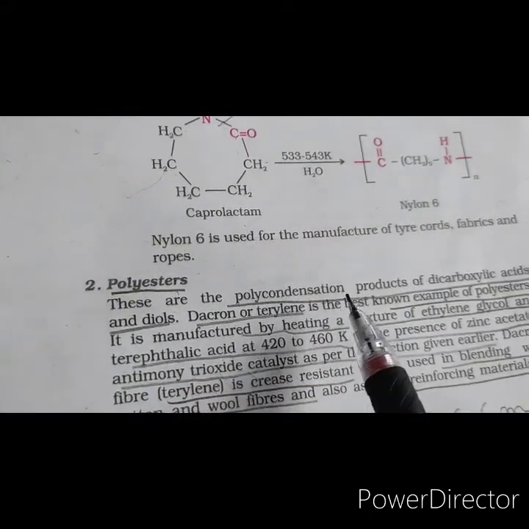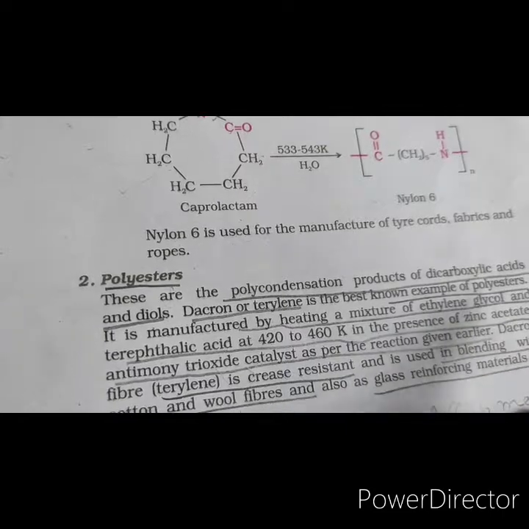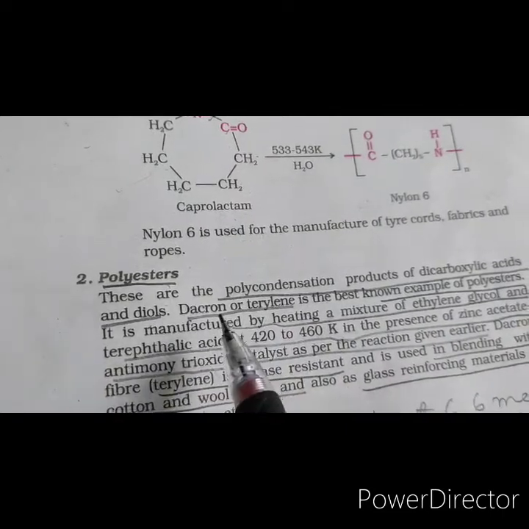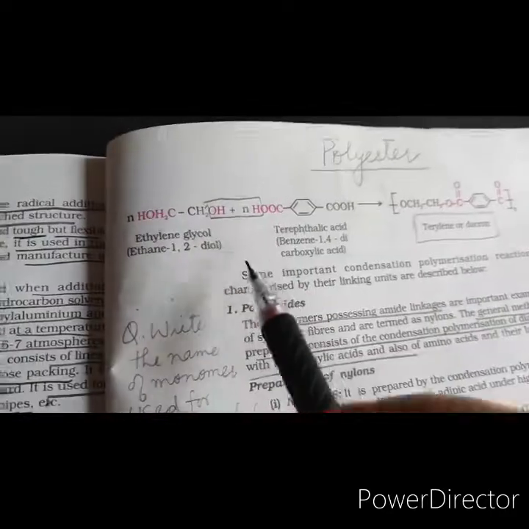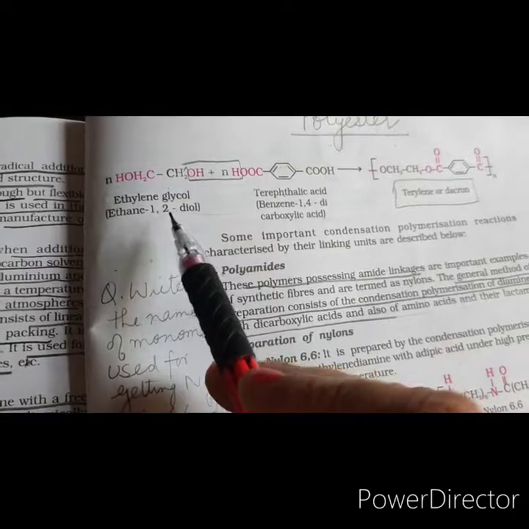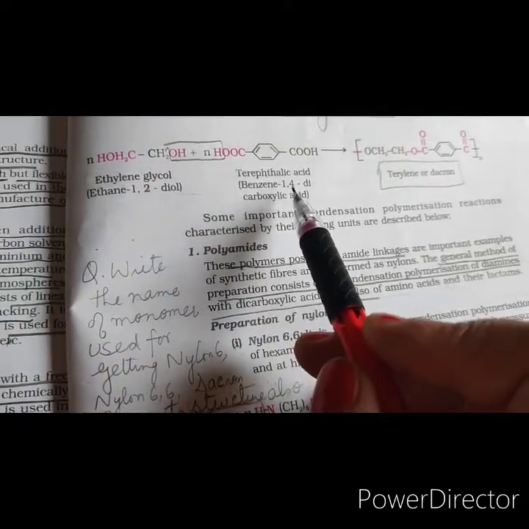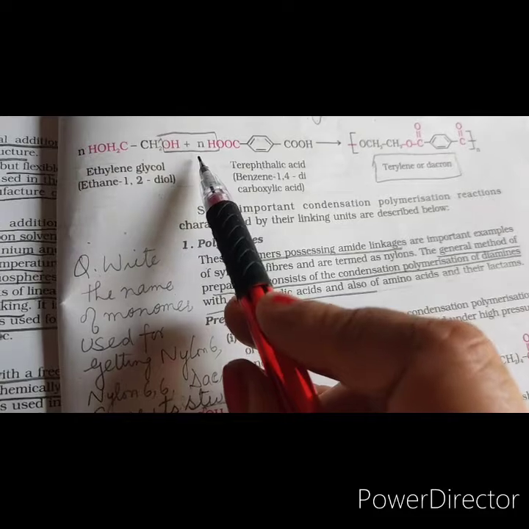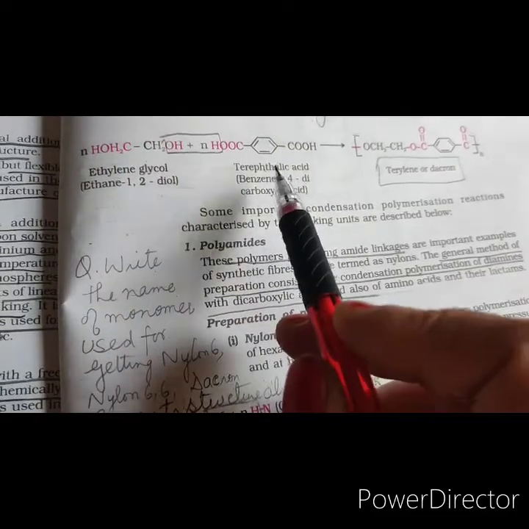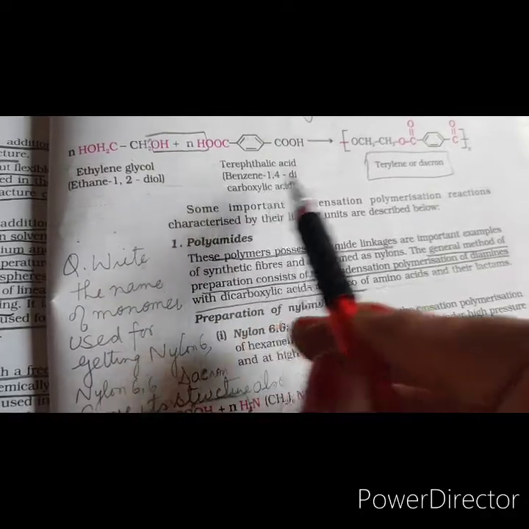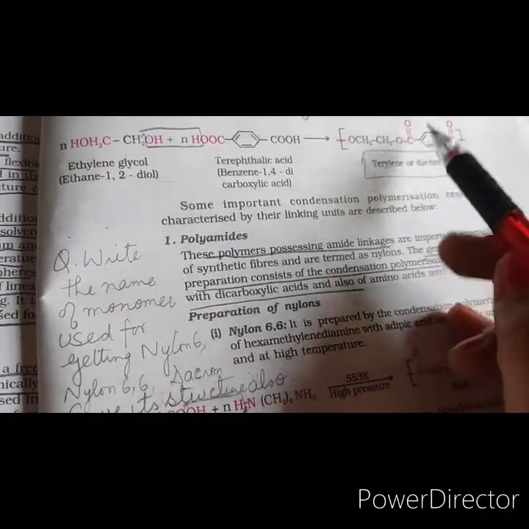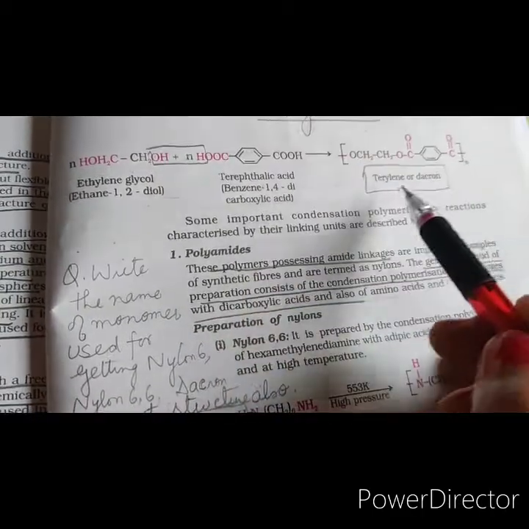Now we come to the next example of condensation polymerization, that is polyesters. How are these polyesters formed? They are formed from dicarboxylic acids and diols. Let's see the first example, Dacron or terylene. This is a diol, ethylene glycol, and this is terephthalic acid. The two join with the elimination of a water molecule. When acid and alcohol join together, this results in the formation of an ester. So this is the ester linkage. There are a number of such ester linkages, that is why the name polyester. This is known as terylene or Dacron, right?